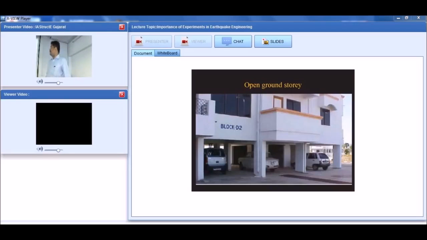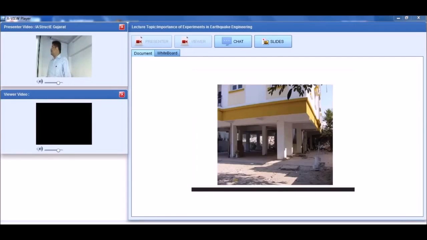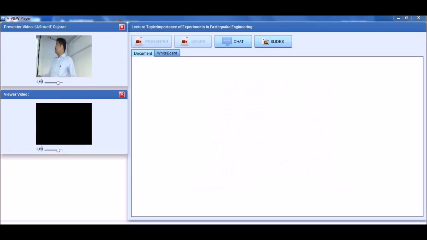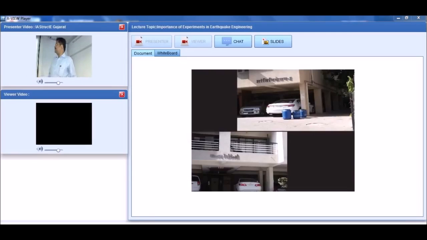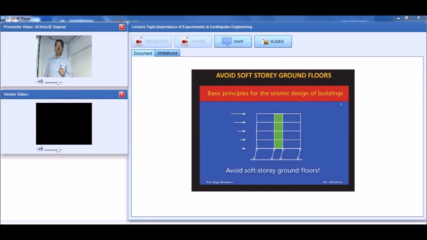Next, again this is open ground story. Next, open ground story, you can see this, yes. Next, so what is going to happen in open ground story? The stiffness of the ground story will become very less because you are not providing walls at the ground story. On upper story, you are providing the walls. So upper portion will behave as a rigid body, right? So the whole, there are 1, 2, 3 and 4 floors. These 4 floors will move as a single unit, right? And most of the deformations are concentrated at the ground story, right?